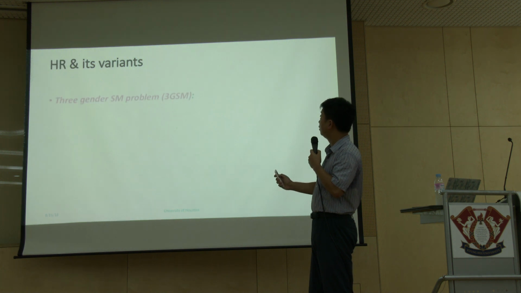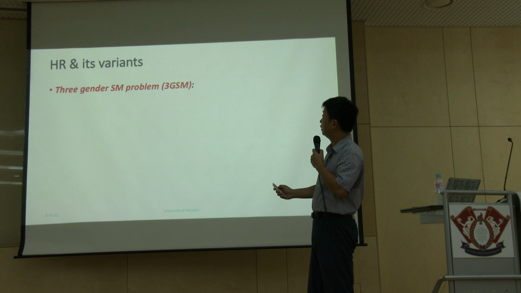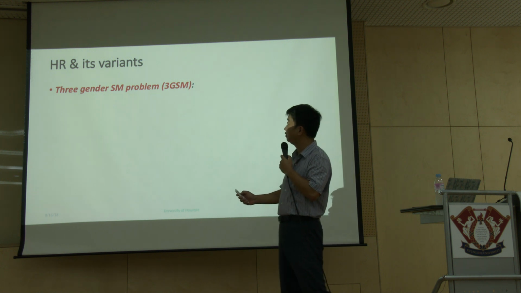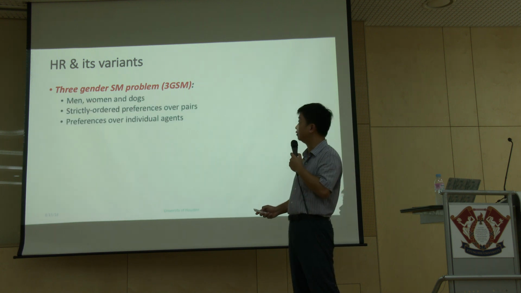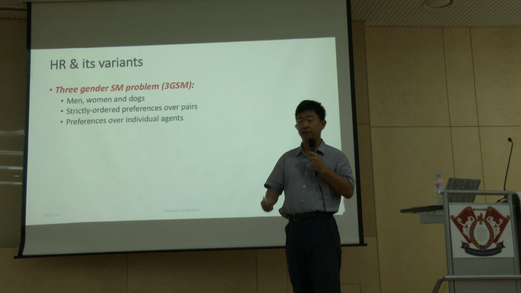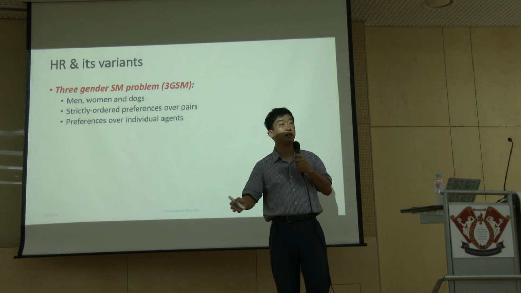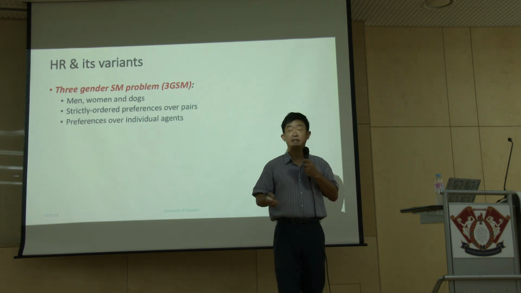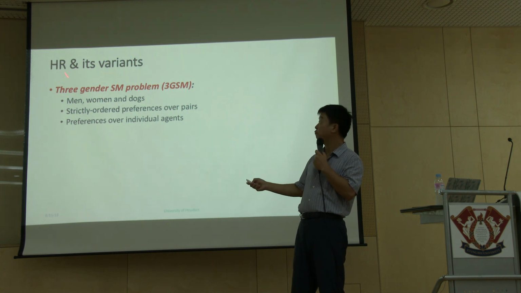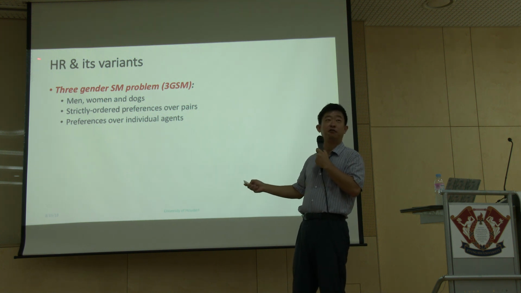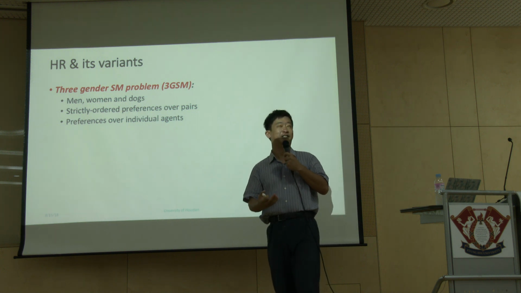Okay, and the hospital resident and have virus. And this is one type of virus, so this is called the 3-gender problem. The basic story is that here, instead of 2 parties, they have 3 parties. And the story is that, okay, man prefer woman, and the woman prefer dogs. So what can you do here?